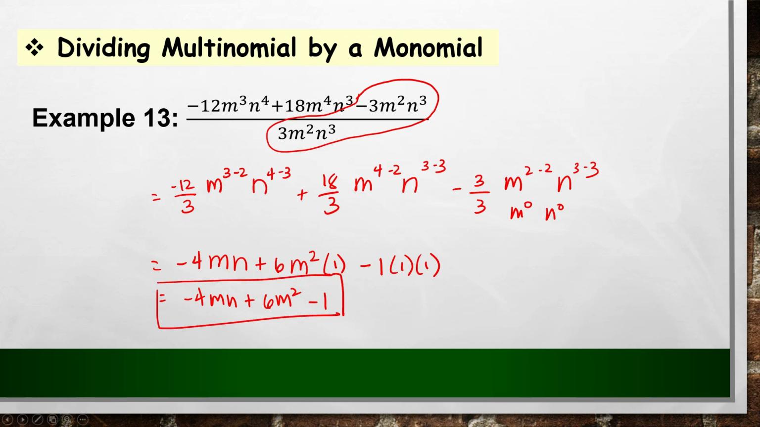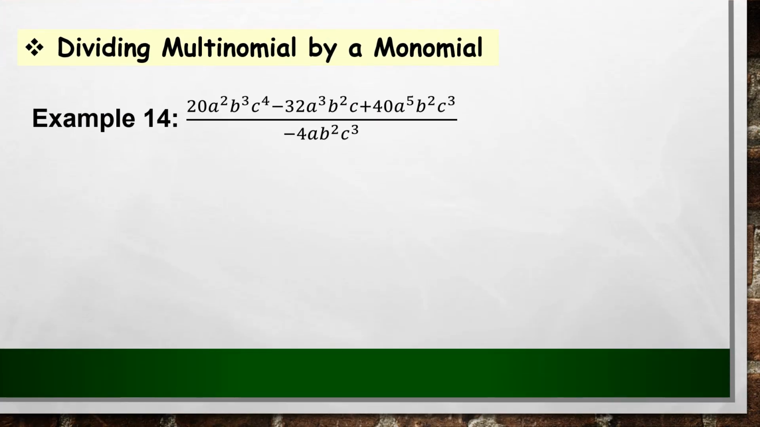All right, last example. Let's start with this. 20 divided by negative 4 is negative 5. a squared, and then a, that's just a. 2 minus 1 is 1. b raised to 3, and then b squared, so 3 minus 2 is 1. So b raised to 1. c raised to 4, c raised to 3, 4 minus 3 is 1. So c raised to 1. So negative 5abc.